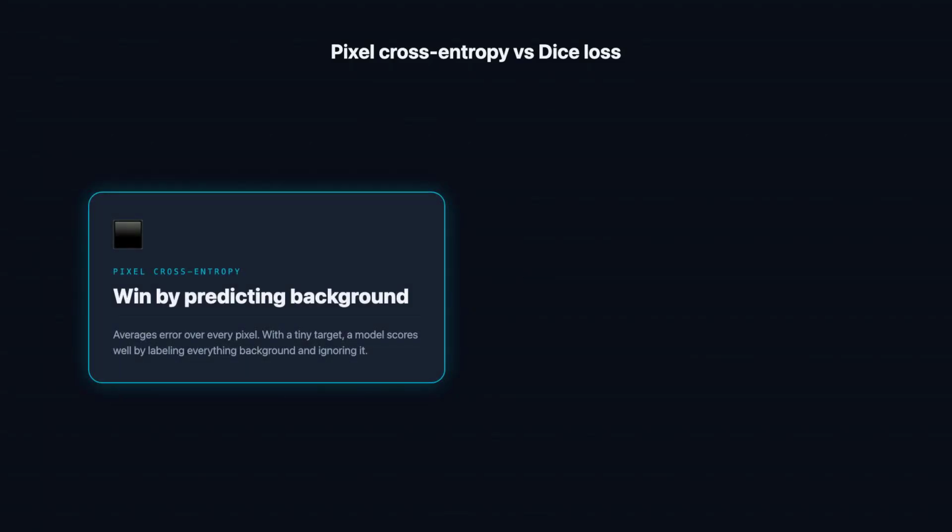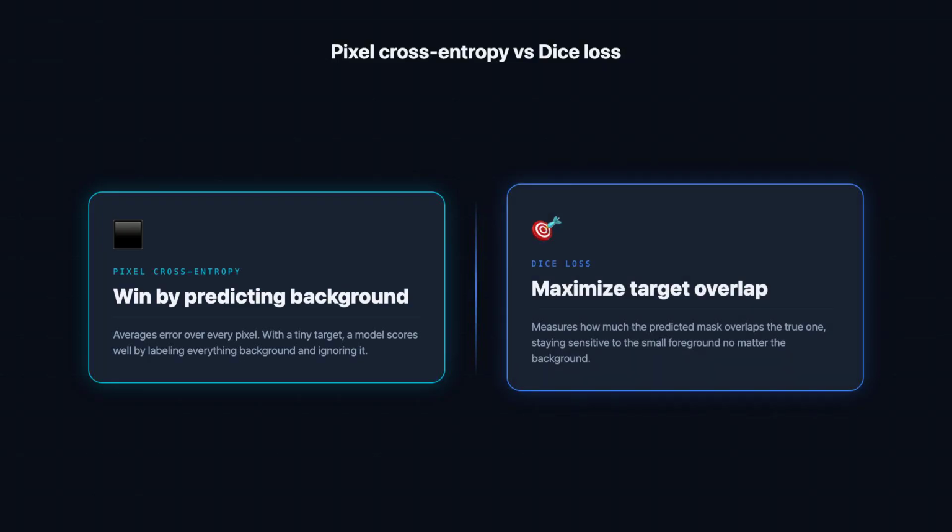The clearest way to understand dice loss is to compare it with the loss it so often replaces. The usual choice is pixel-wise cross-entropy, computed pixel by pixel. It averages the error across every single pixel in the image, which sounds perfectly reasonable at first. But when the target is a small region surrounded by a sea of background, a model can win that average just by labeling everything background, quietly ignoring the tiny object we actually care about. High accuracy, useless result. Dice loss takes a completely different view.